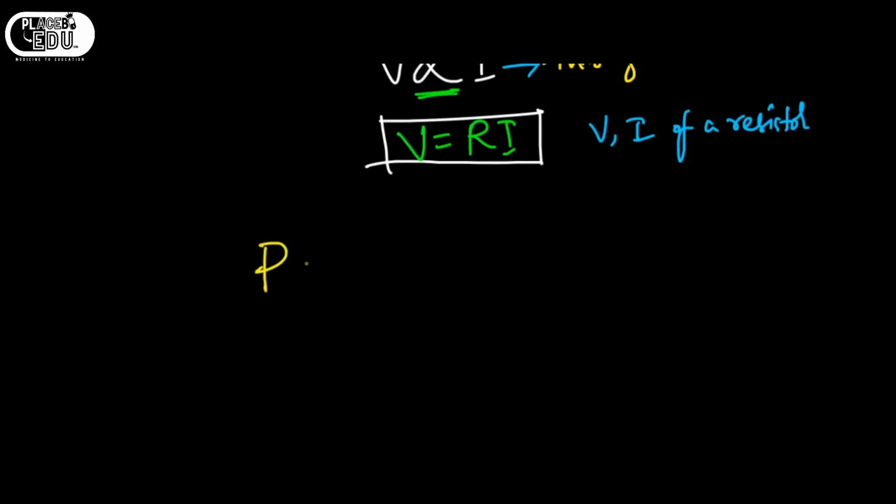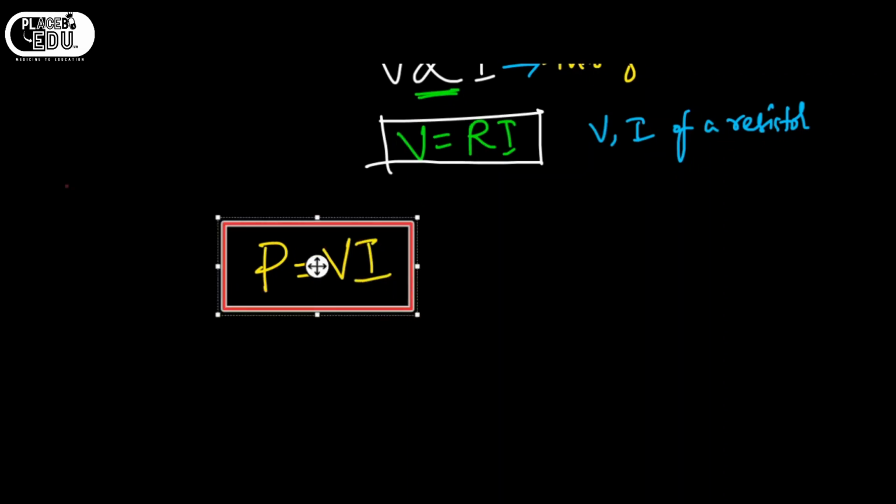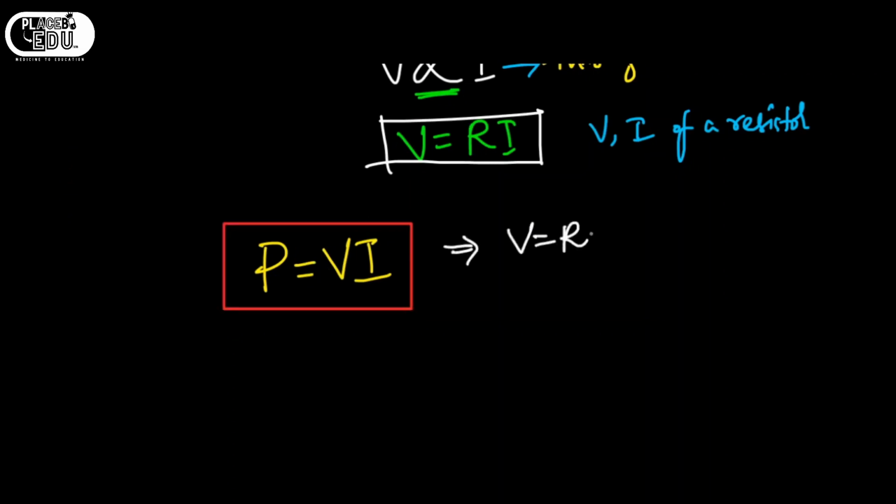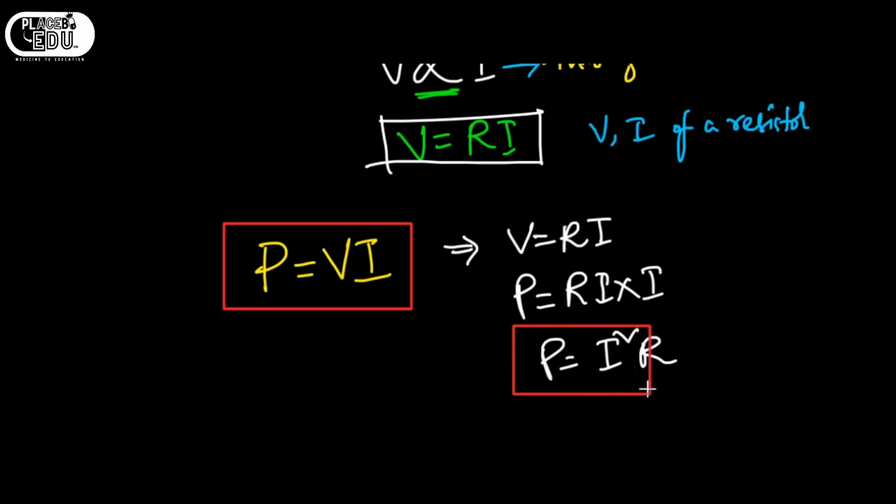After this, I have to explain the power. Power is nothing but V into I. This one is a very important thing. Power is nothing but V into I. Okay. From Ohm's law, we have V = Ri. So power I can write as Ri into I, right? So power is equal to I squared R. Whenever I know the current and resistance, I can find the power consumed by the resistor.